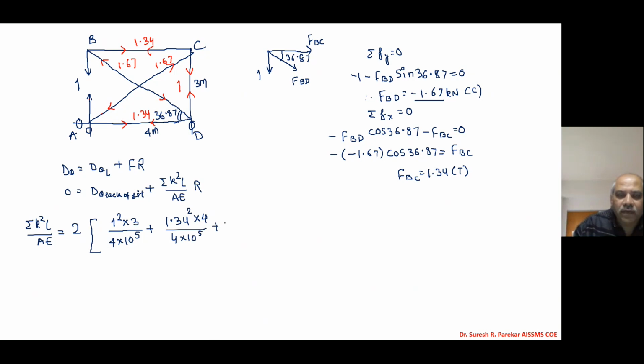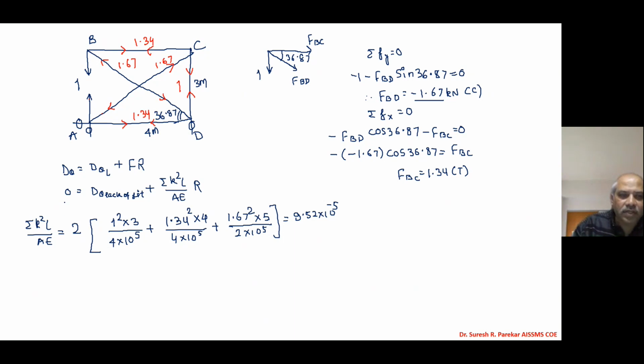And then plus we have the diagonal, which is 1.67 square. I'm not taking minus because we have a square, so it becomes plus only. And into we have the diagonal distance, 3, 4, so the diagonal comes 5, divided by, now here we should be careful, 2 into 10 raised to 5. And from this we will have 9.52 into 10 raised to minus 5.